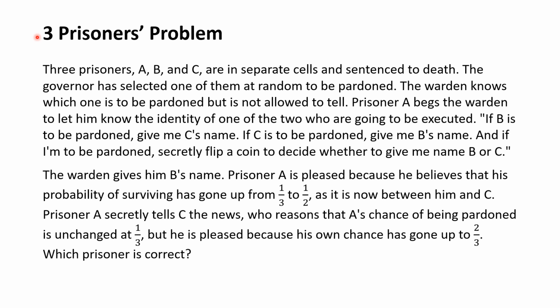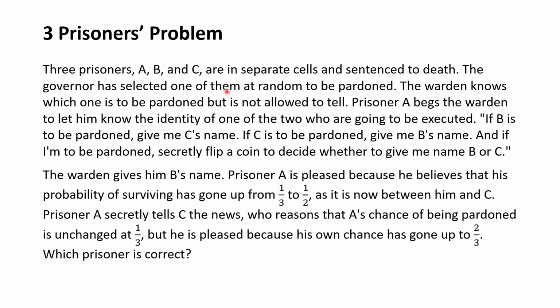The three prisoners problem makes use of the law of total probability and also Bayes' theorem, or at least the solution of the problem does. It's also part of a collection of similar problems that have almost the same solution. This is one of the more popular versions. There's another version called the Monty Hall problem, which I'll explain a little bit later on. So we have three prisoners, A, B, and C, in separate cells and sentenced to death.